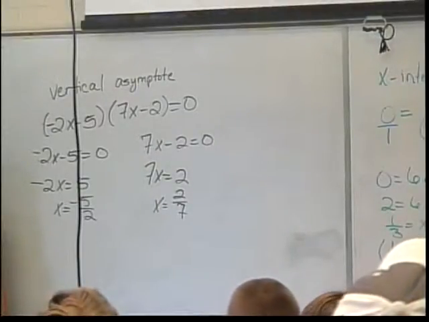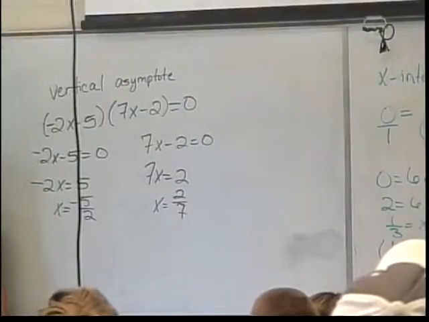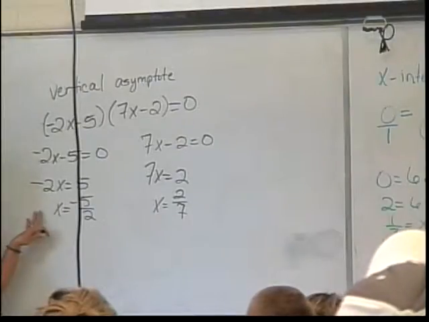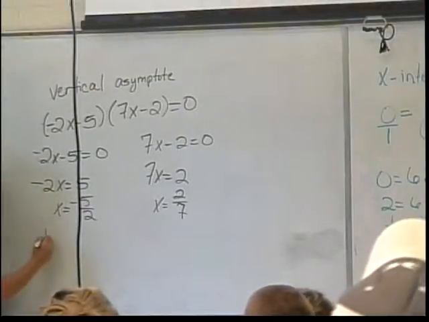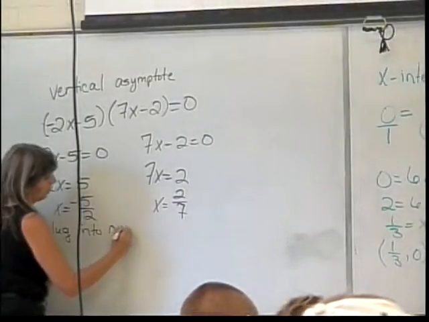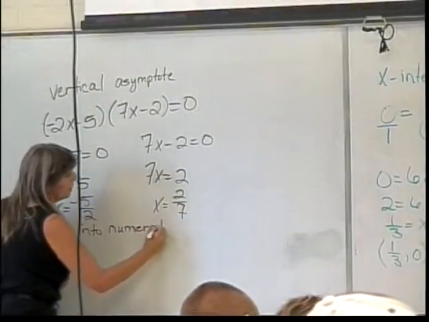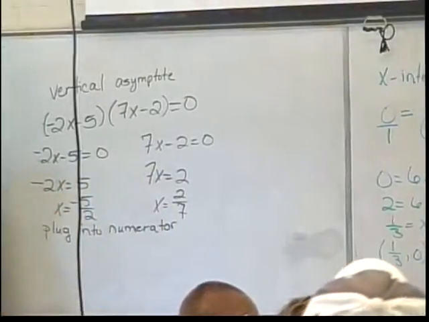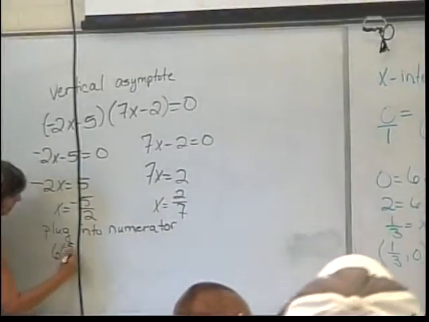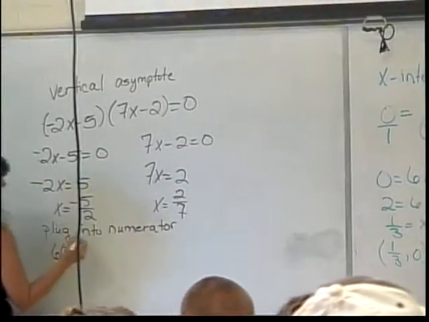No. What did I say for vertical asymptotes? They make the bottom 0, but not the top 0. These numbers I've determined make the denominator 0. I need to plug them into the numerator to ensure that they do not make the numerator 0. So I need to plug 5 halves in. 6 times negative 5 halves minus 2.